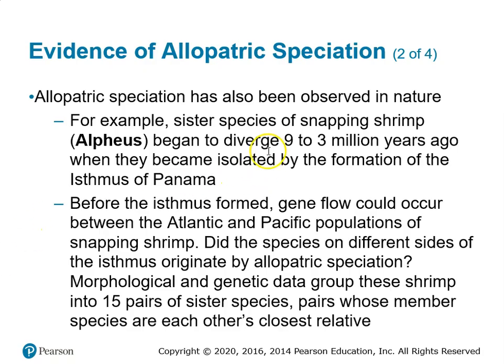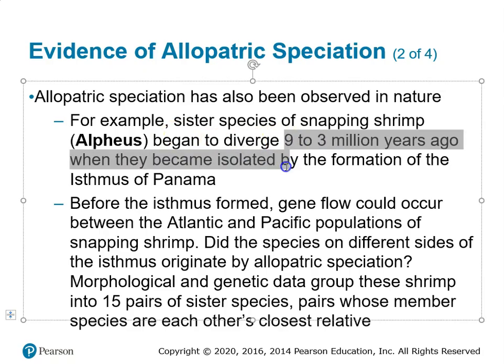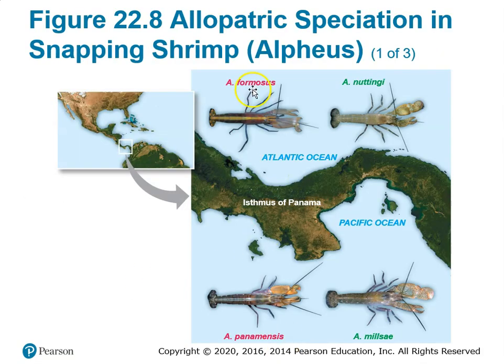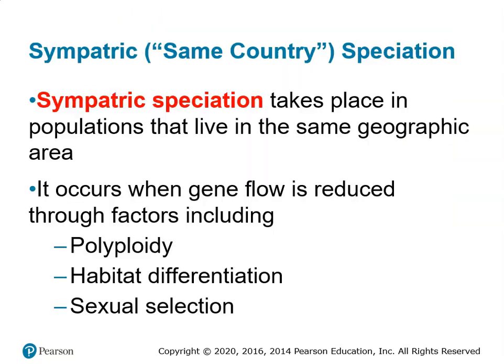A sister species of snapping shrimp, Alpheus, began to diverge millions of years ago when they became isolated by the Isthmus of Panama. So gene flow occurred, but then all of a sudden it slowly formed, and so you have different sister species here. Very closely related, but not the same. Okay, why? Because this formed.